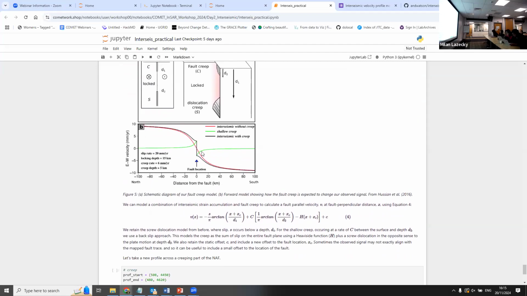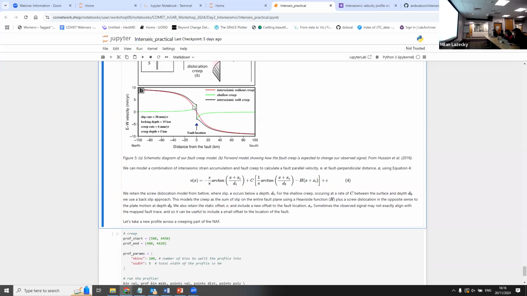If there's a creep on the fault, you can see a large offset in the velocities across the fault. This step is very large, beyond the noise level. So you can assume that there may be a creep signal in the velocity profile. Then you can model this profile by adding some additional components in the equation.